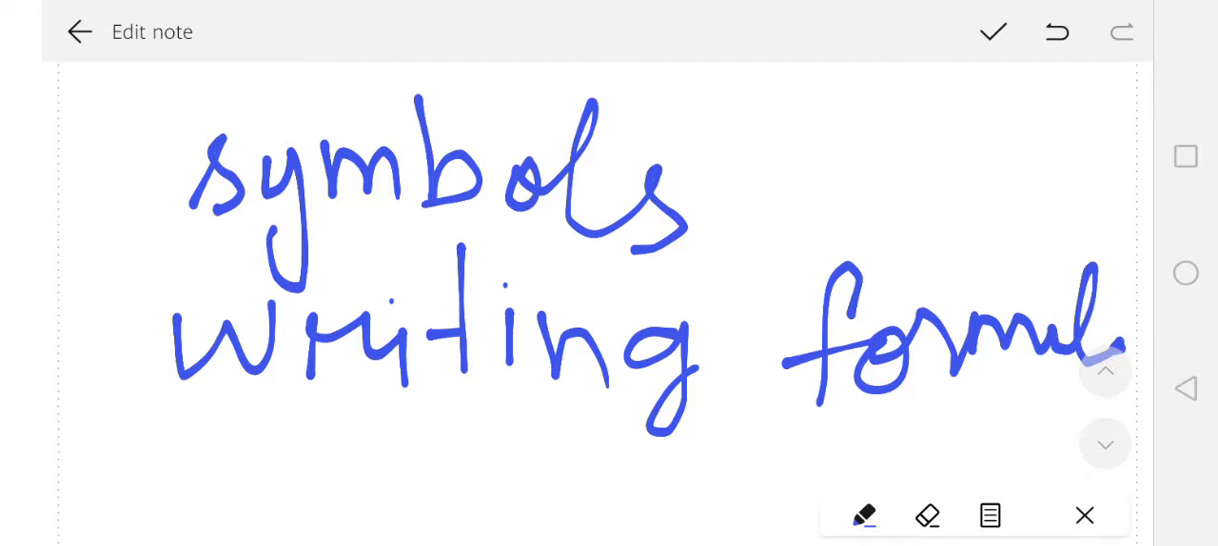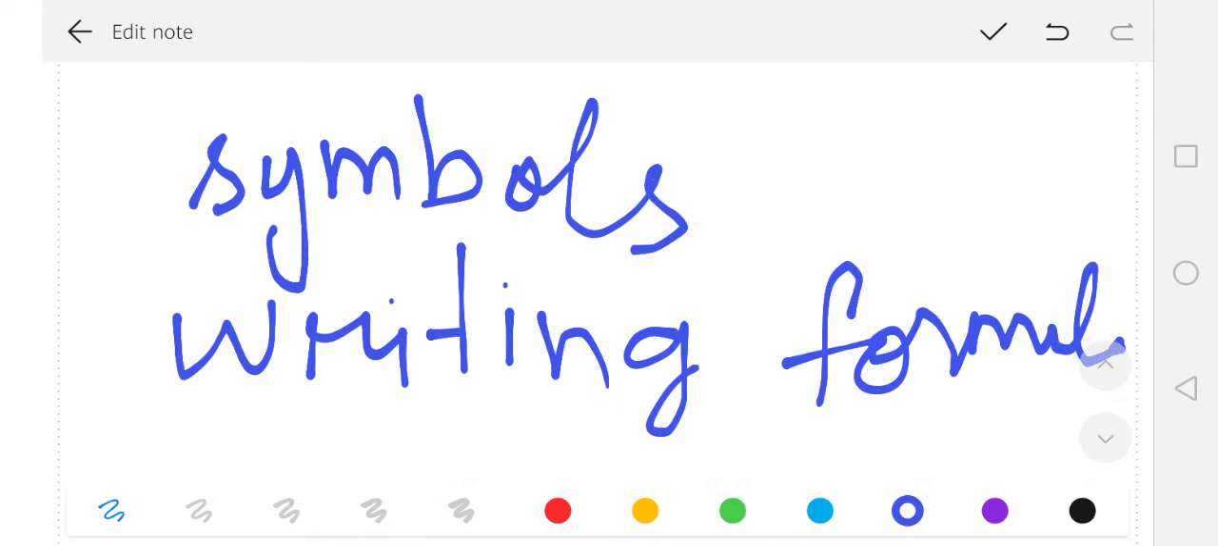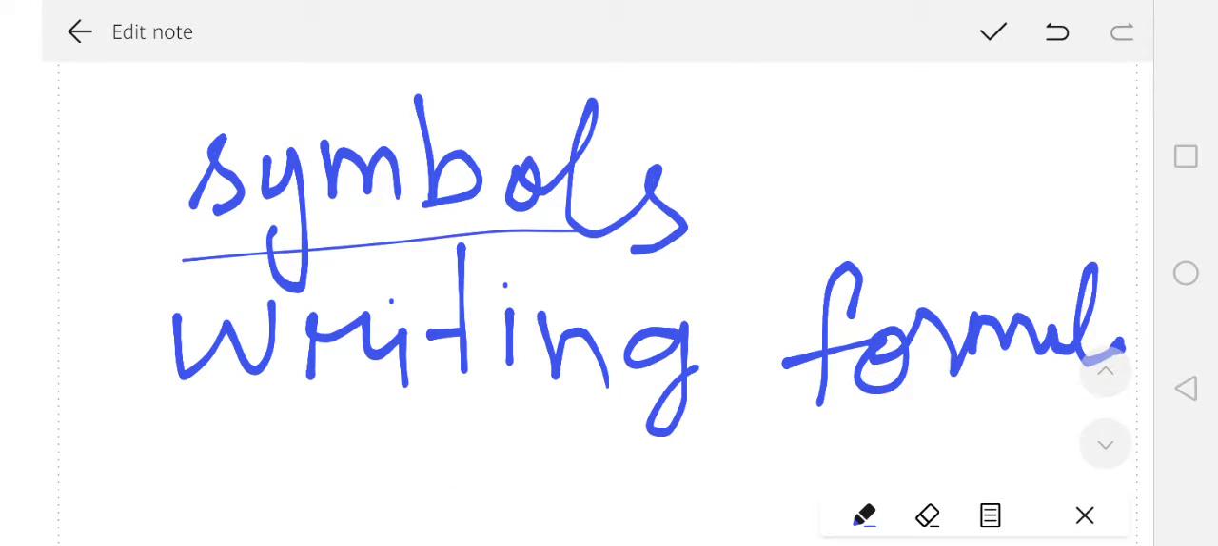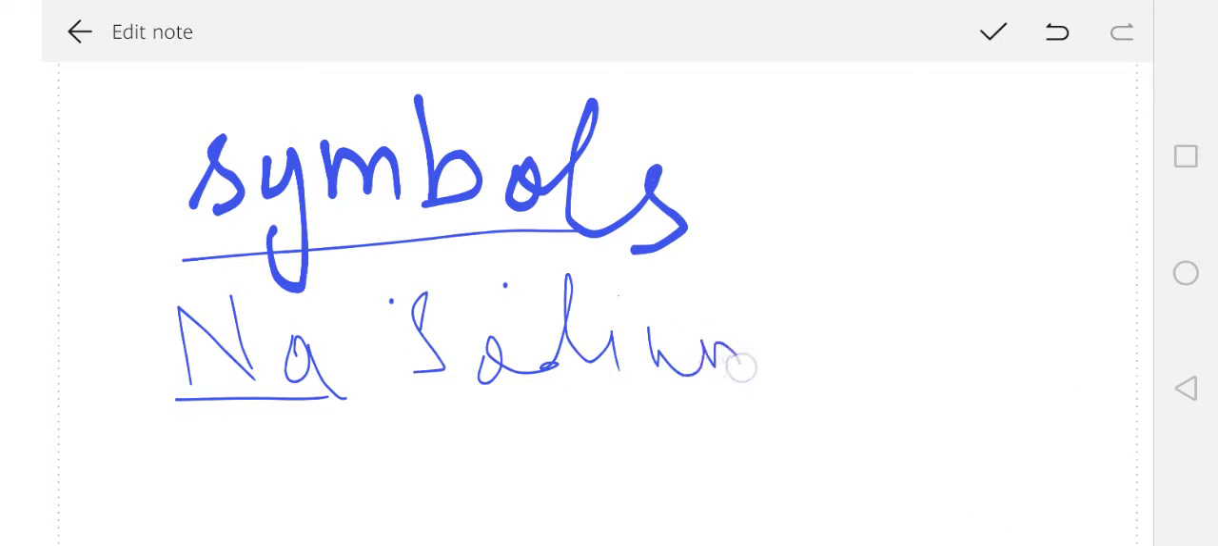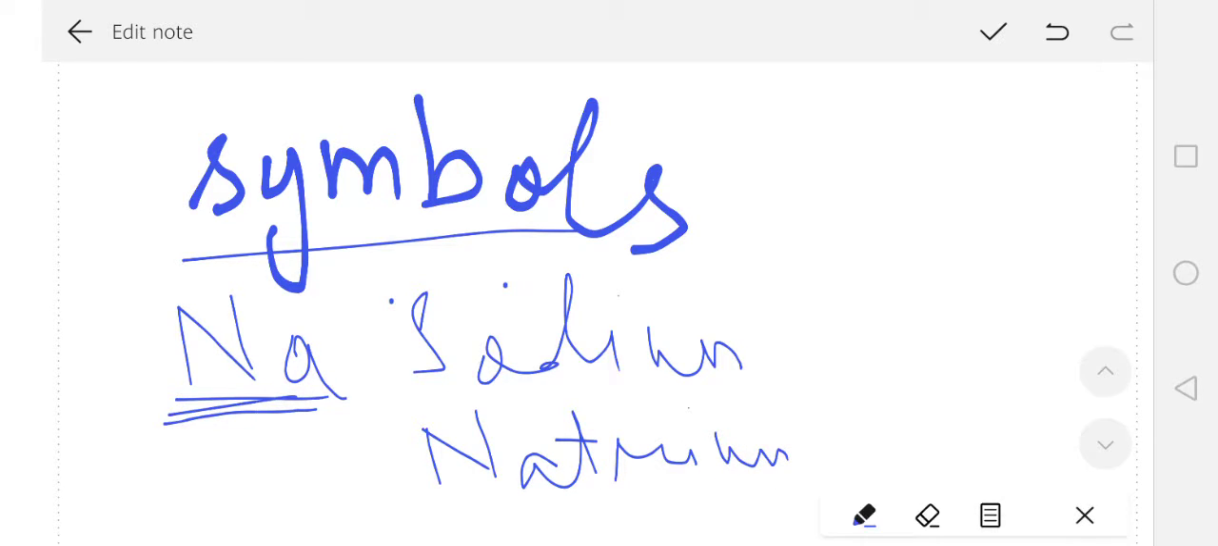So as far as symbol is concerned, it's very simple that in the case of symbol, basically every element consists of a symbol. Like sodium has symbol Na. Why does sodium have symbol Na? Because its native name is natrium. So due to this name, sodium has symbol Na.